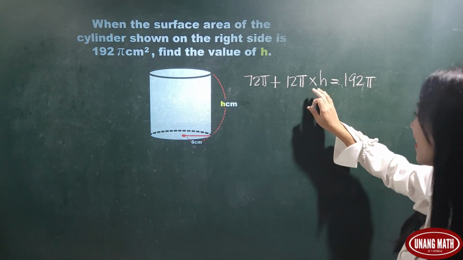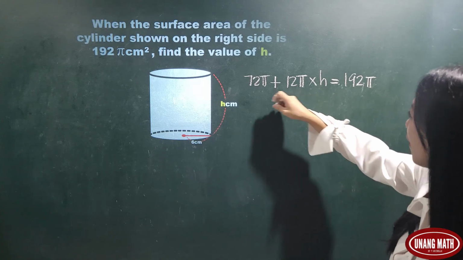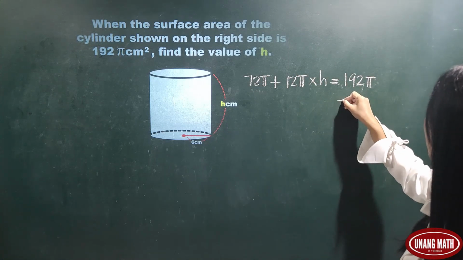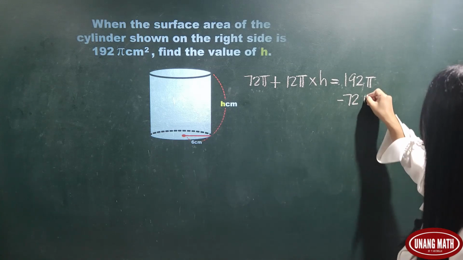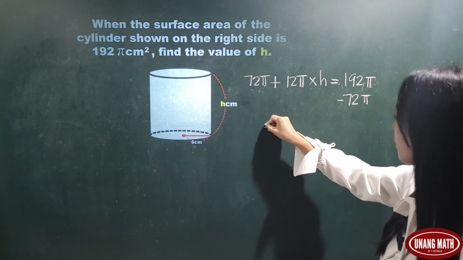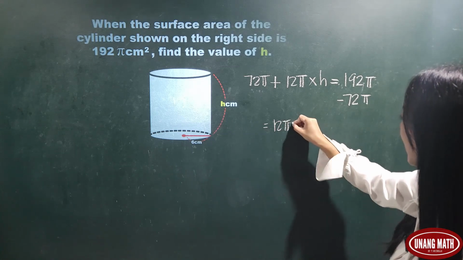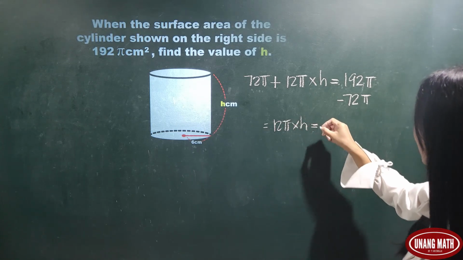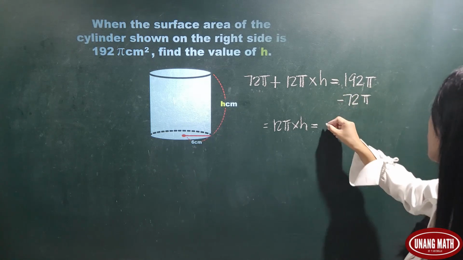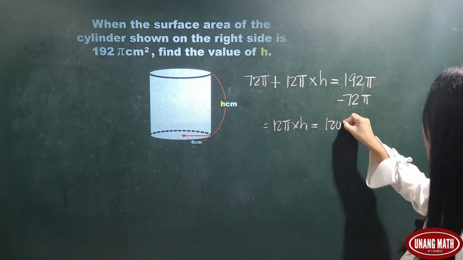Okay, to find the height, we have to move 72 pi to the other side. So here is minus 72 pi. So we just have here 12 pi times height. This is equal to 192 minus 72. This is equal to 120 pi.